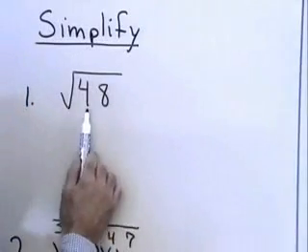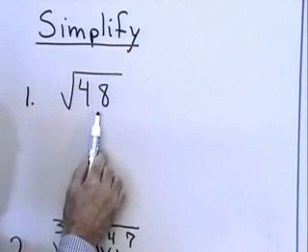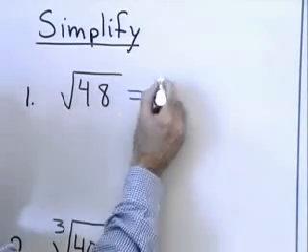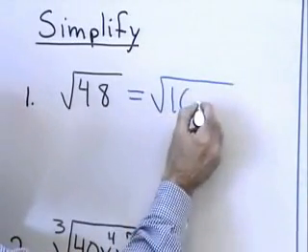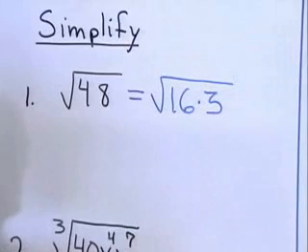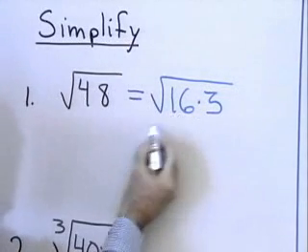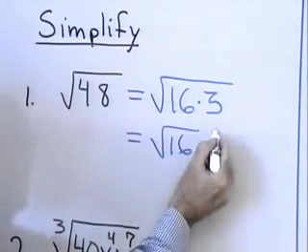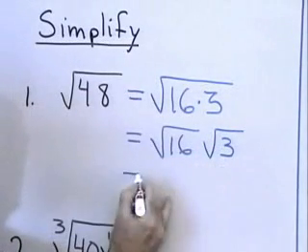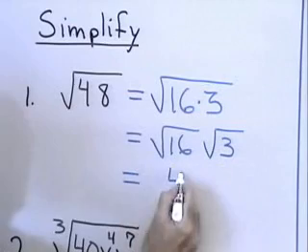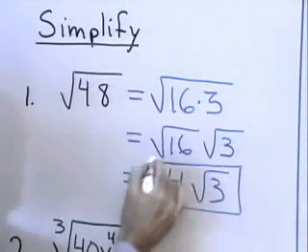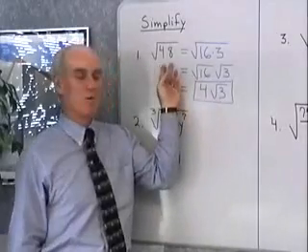I've written down simplify, and the first one is simply the square root of 48. Now this is a square root, and I have a perfect square that's a factor of 48. That perfect square is 16. I can write 48 as 16 times 3. So I use my first property of radicals to separate this into two separate radicals, square root 16 times square root 3. And now I know the square root of 16 is 4 times square root 3. So 4 square root 3 is the simplified form of square root 48.